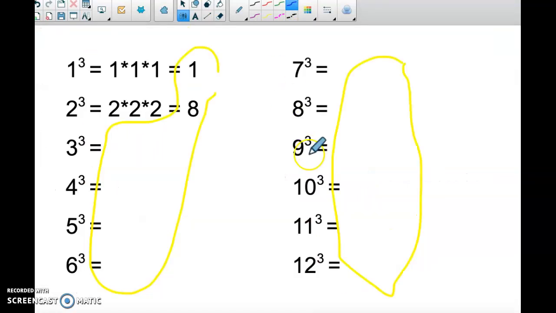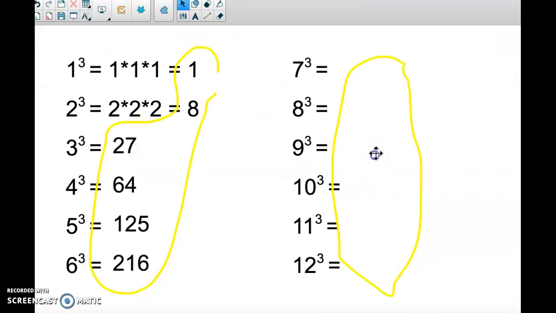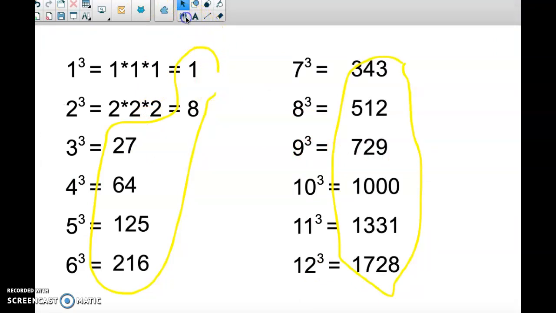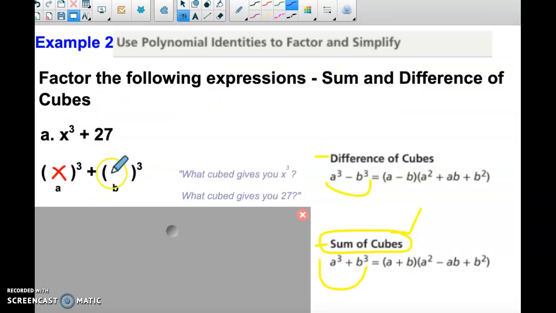I could take a look back here. Let's bring these back. What cubed gives me 27? Oh, perfect. That's just 3 cubed, right? So I can go here. 3 cubed gives me 27. Here's my A, here's my B. I go ahead and plug in for all of my A's and my B's.